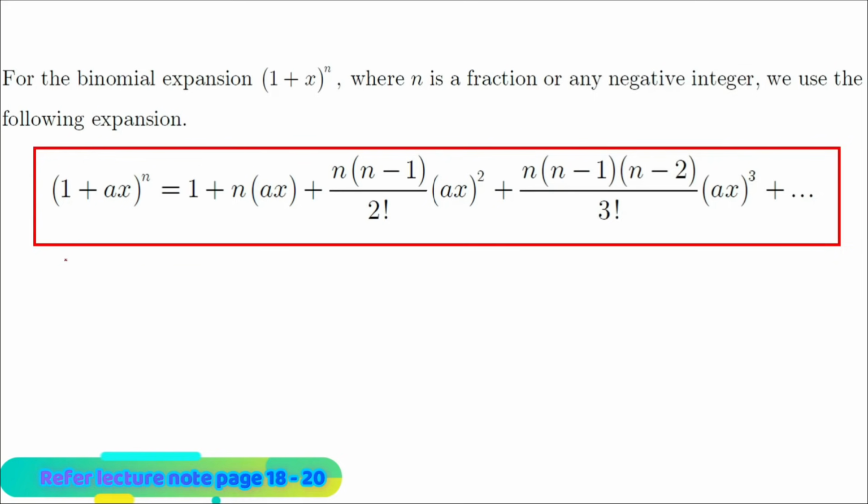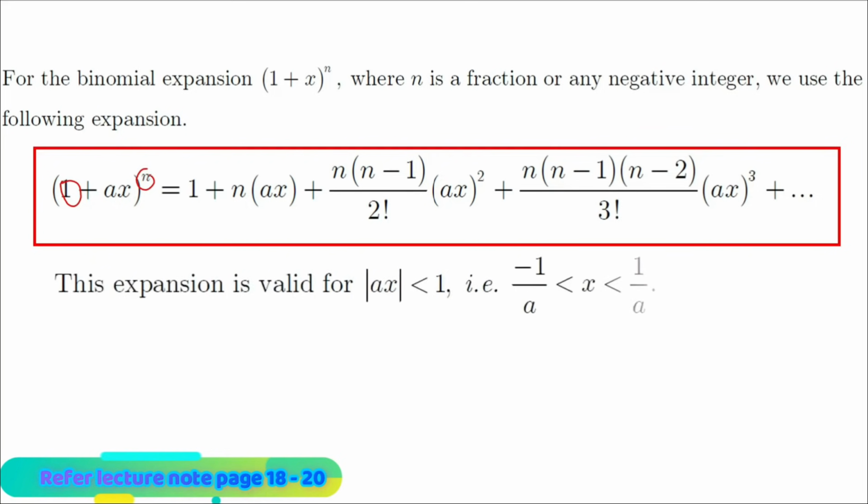Note that to use this expansion formula, we have to have 1 inside of the bracket and n is a fraction or a negative integer. And this expansion is valid for the modulus of ax less than 1. Then we can write it in the form of x between minus 1 over a and 1 over a.